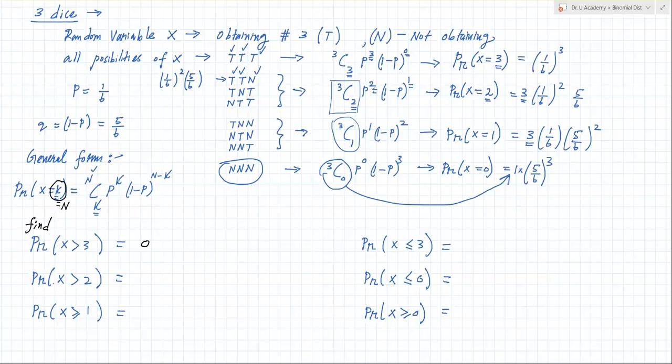Now, probability X greater than 2. Delina, you understand? Okay. Probability X greater than 2. X greater than 2 means there is no equal, right? So that means you have to get probability X is equal to 3. That's the answer. So X is equal to 3, you can get this answer over here, this one, right? So that would be the answer.